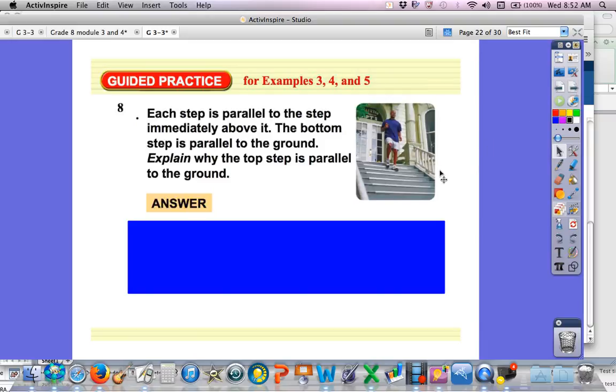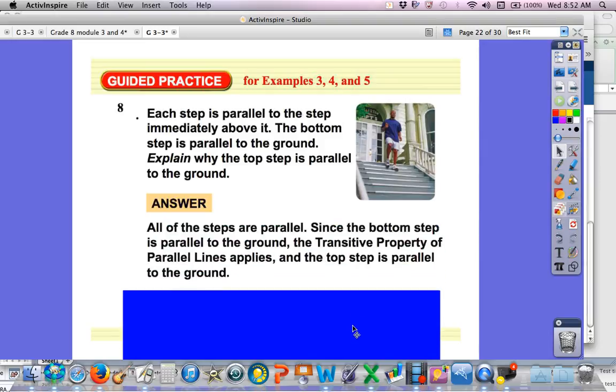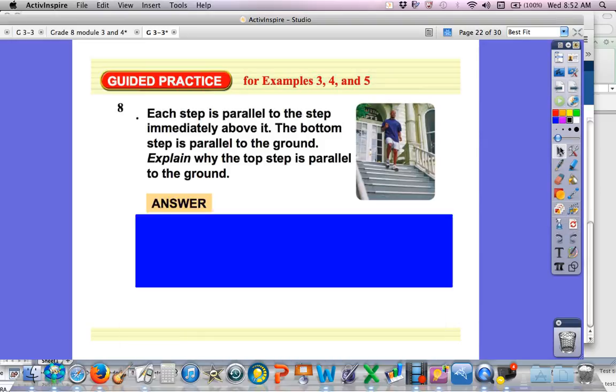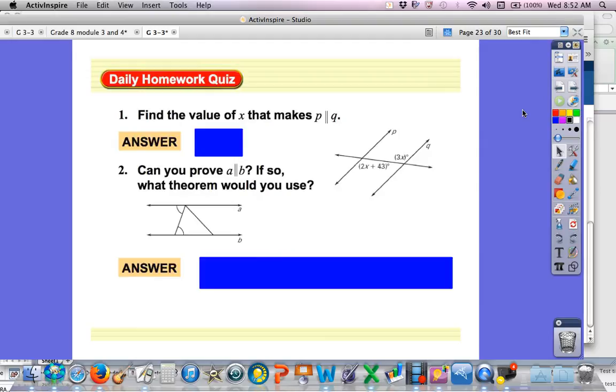Okay, number 8, you can read the example. You can pause this and read the example. But basically, like that American flag problem, since each line is parallel to the step above it, then the top step is parallel to the ground. Okay, guided practice. What value of x makes P equal to Q? So you can try these. Pause it, and I'll pull the answers away.